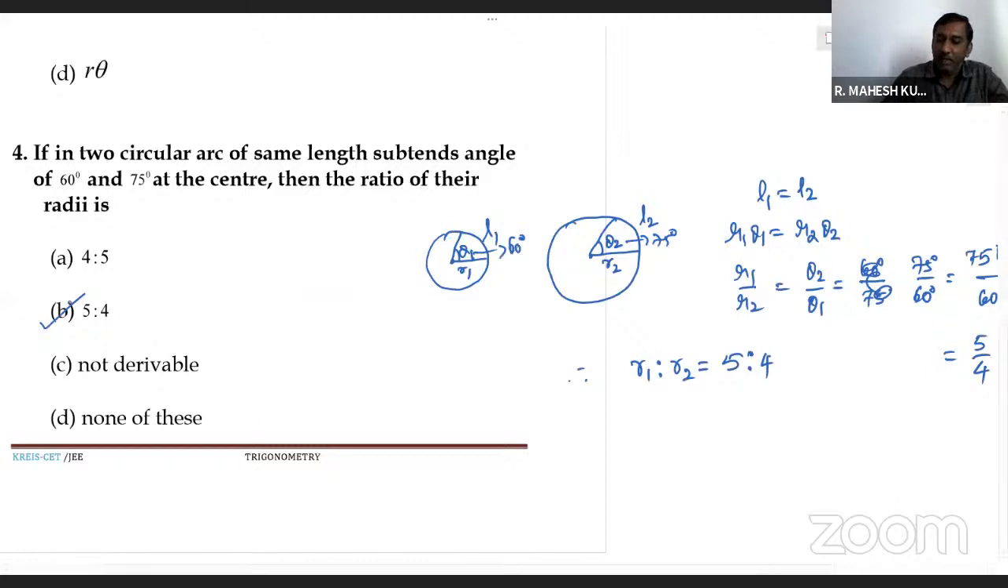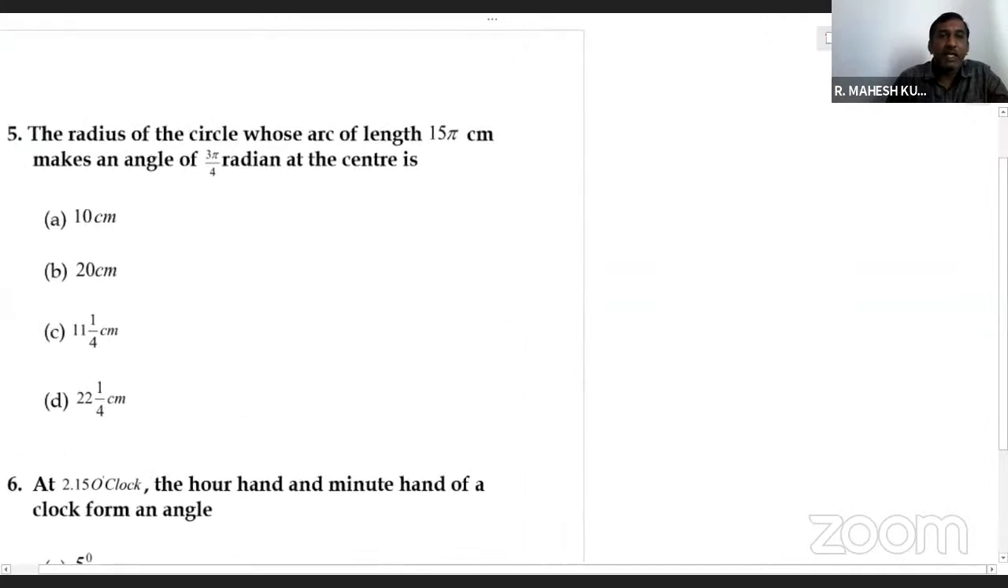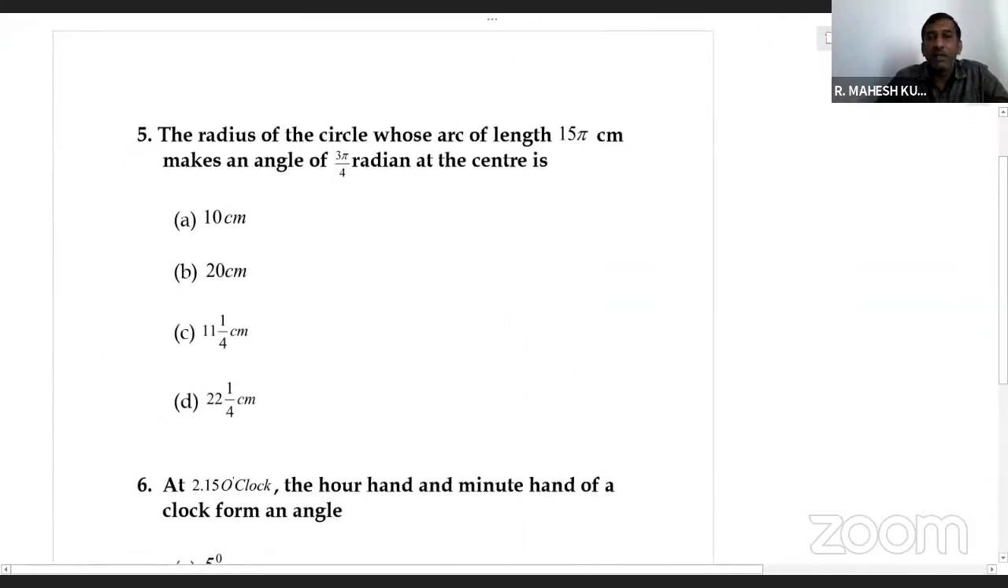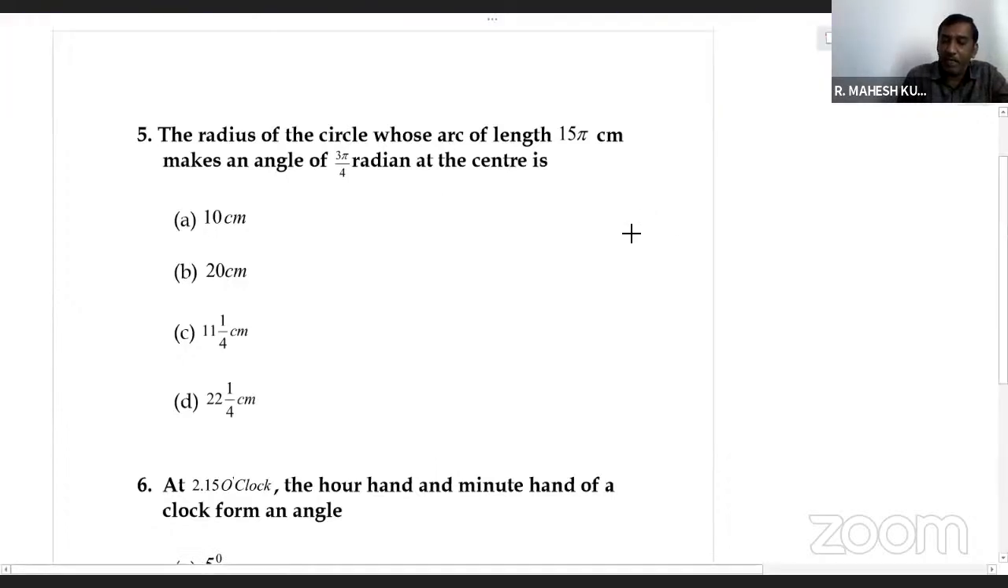Understood? Right. So I will go to question number 5. The radius of a circle whose arc length is 15 pi centimeter makes an angle of 3 pi by 4 radian at the center is... So what is the question here? The radius of the circle whose arc length is 15 pi, right? So you are having a circle. The radius of the circle you need to find out. Understood? So the length of the arc, what is it that is given? It is going to be 15 pi. Length of the arc is 15 pi centimeter.